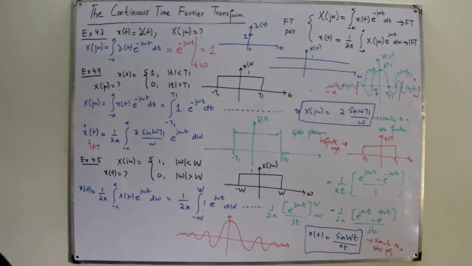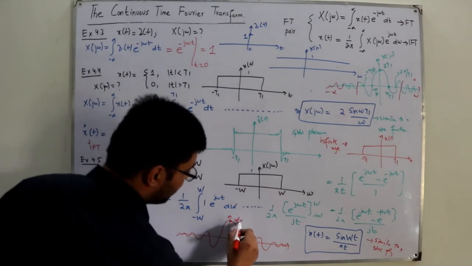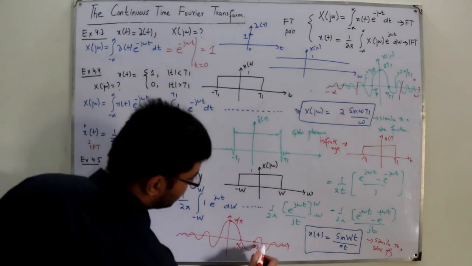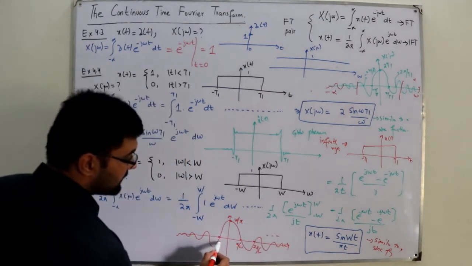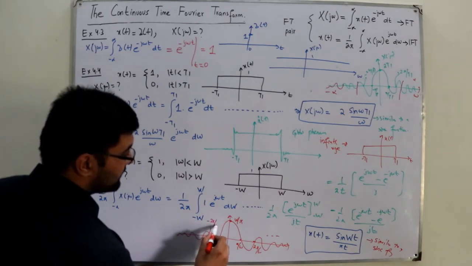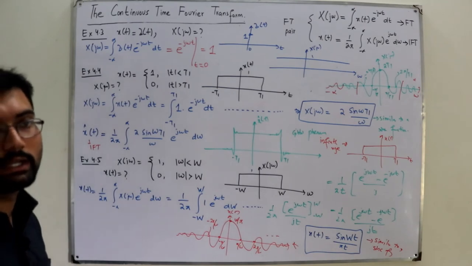This would be w by pi. The crossing would occur at pi by w, 2 pi by w, and this continues. Similarly, we have negative pi by w, negative 2 pi by w. This is my x of t. This is the t axis. Fine.